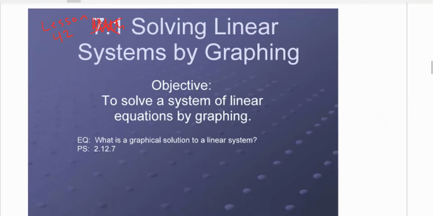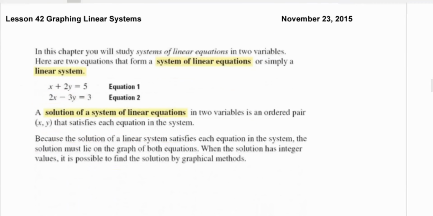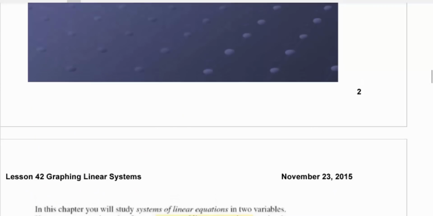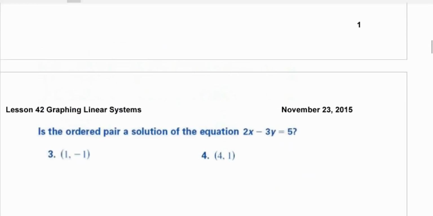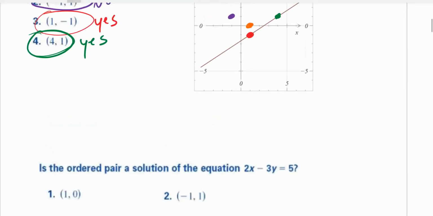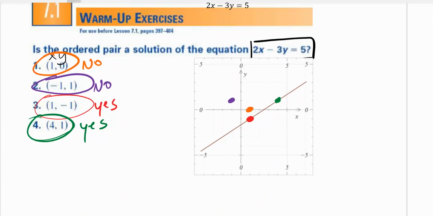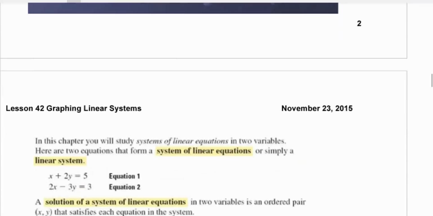So today, this is lesson 42. We're solving linear systems by graphing, and that's exactly what graphing is. We're going to graph a linear system, and so that would mean another line. So we'd have another line coming in here, and now the solution to a system is where these two lines intersect each other. That's what we're going to be doing today, graphing two lines and having a solution where those lines run into each other.